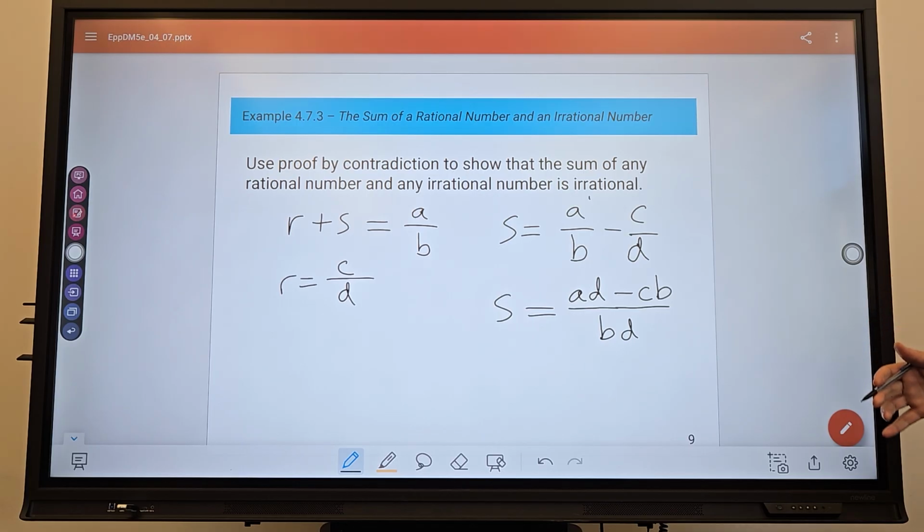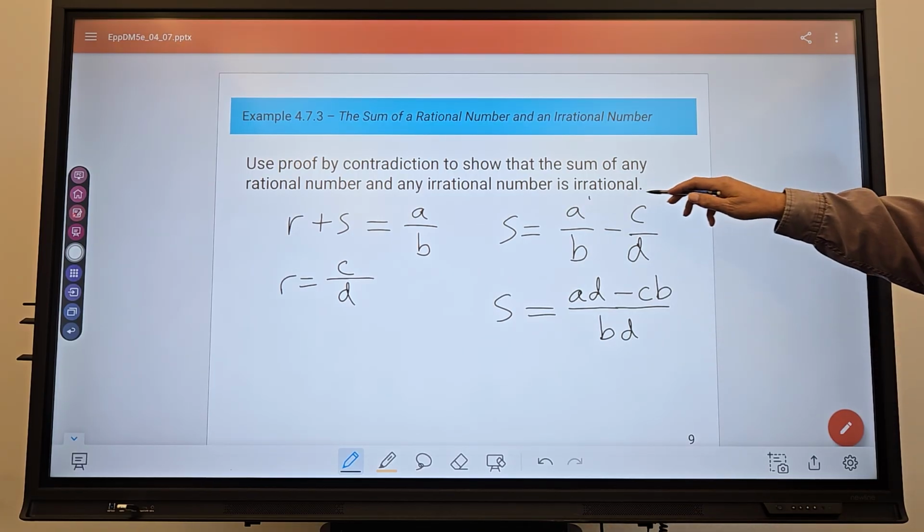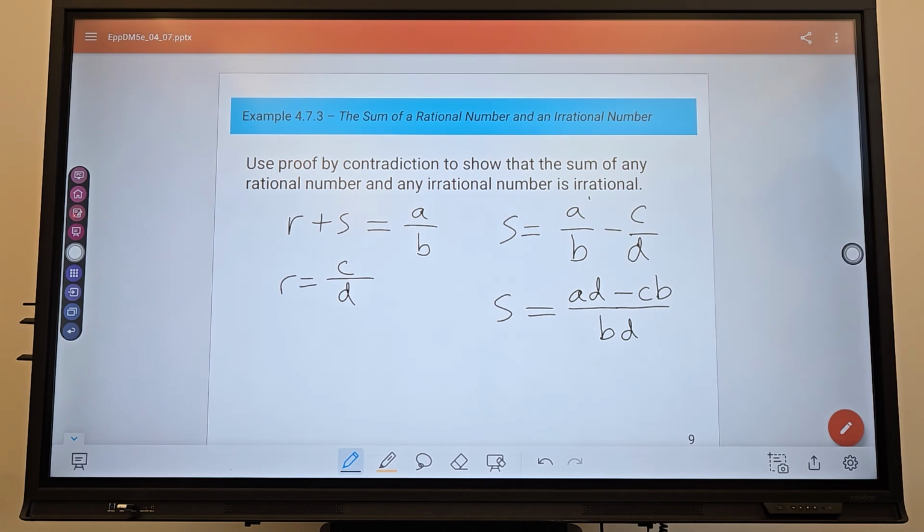So the negation of what you're proving is false, which means the original statement is true: that the sum of any rational number and any irrational number is irrational.